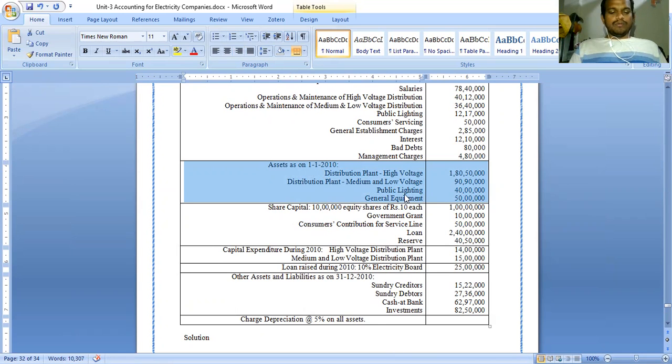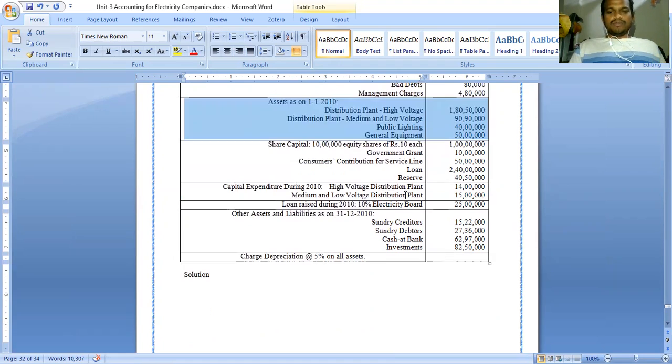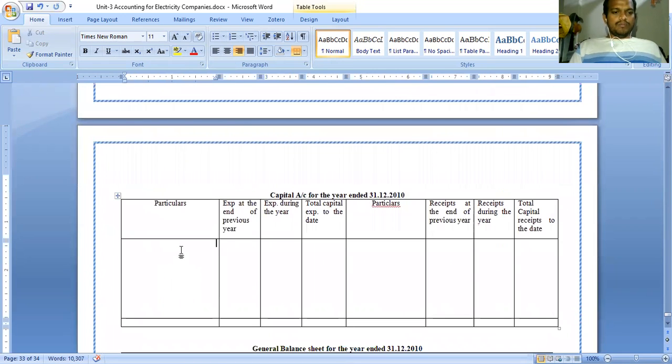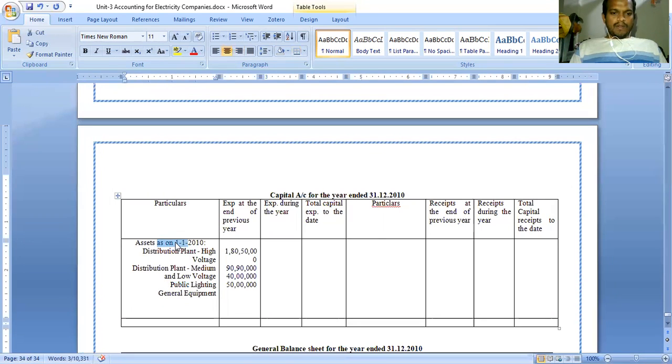So capital account consists of 3 columns. So in the first column, all these amounts we have to post in the capital account. So assets as on, I'll just simply mention assets.